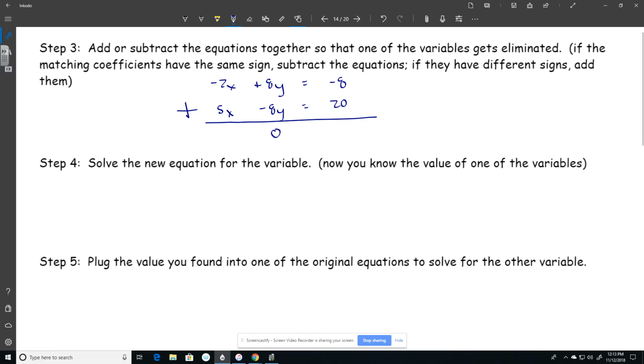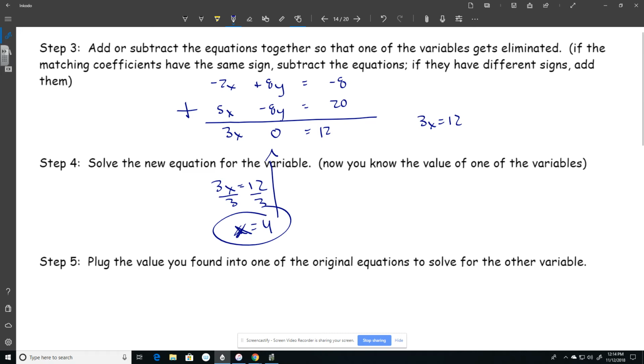Negative 2x's plus 5x's is just 3x's. And negative 8 plus 20 is 12. So my equation just becomes 3x equals 12. And when I solve that, which is step 4, I just divide by 3, x is equal to 4. I'm halfway done. And now all I have to do is plug this 4 back into one of my equations to figure out what my y value is.